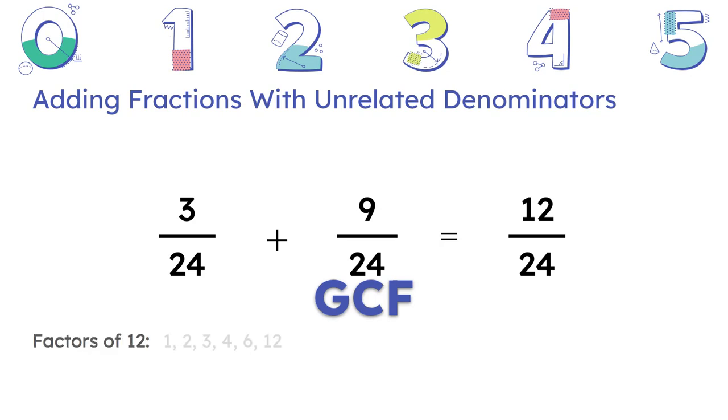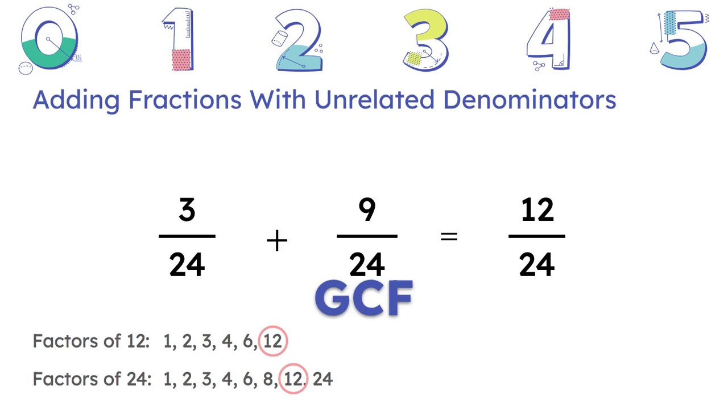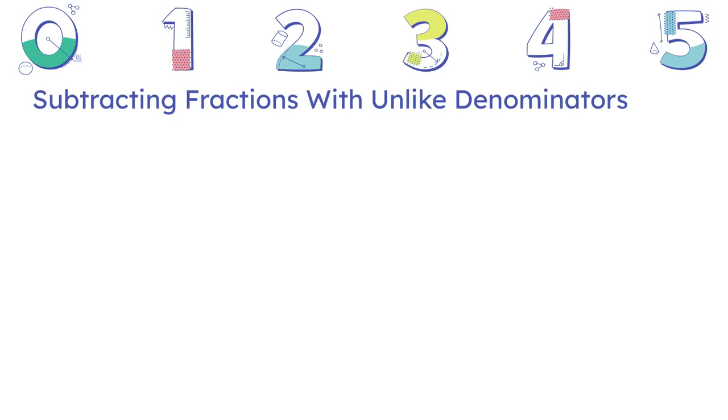Here we go. Okay, what's the biggest number that shows up on both lists? Did you get 12? Good job if you did. This tells us that we need to divide both the numerator and the denominator by 12, because remember, whatever you do to the numerator, you must also do to the denominator. And that gives us 1/2, and we're done.